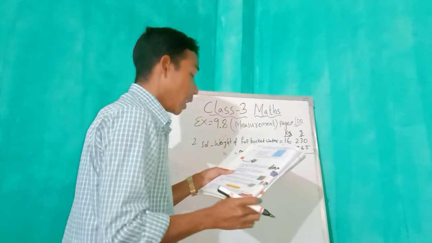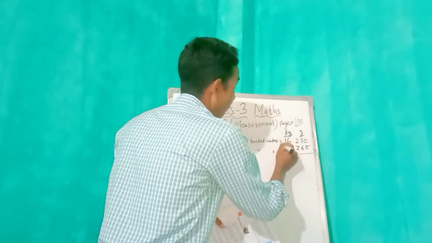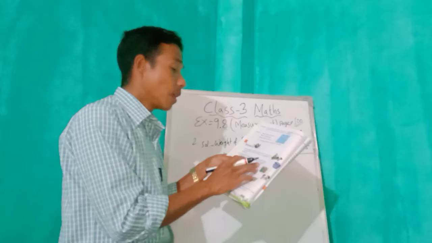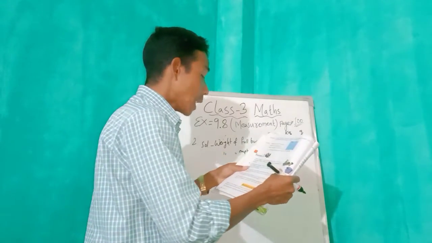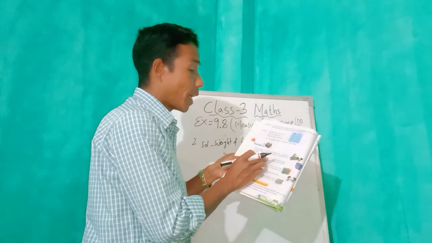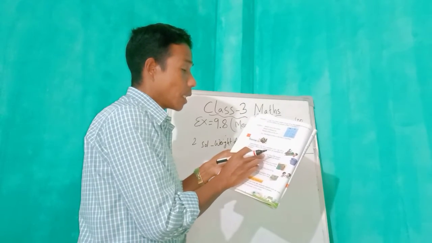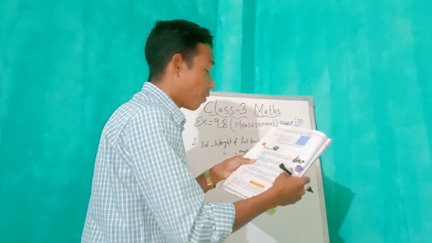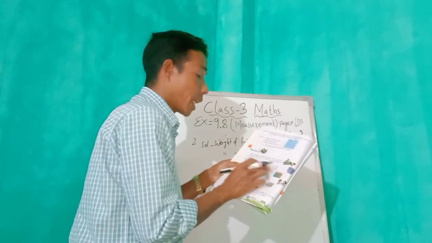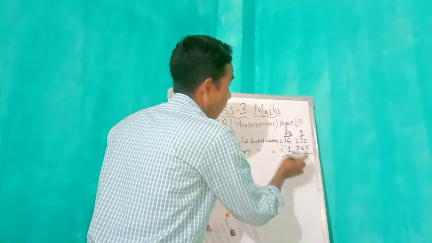The empty bucket is 1 kg. That means minus. We have to minus. Okay, so we have to find the weight of water in the bucket. A bucket full of water weighs 16 kg 230 gram, and the weight of the empty bucket is 1 kg 765 grams. So we'll do minus.